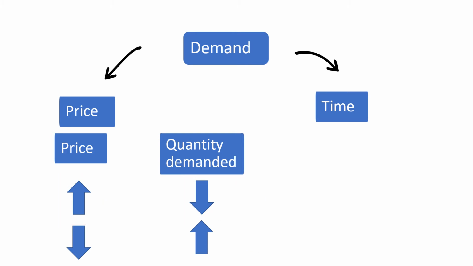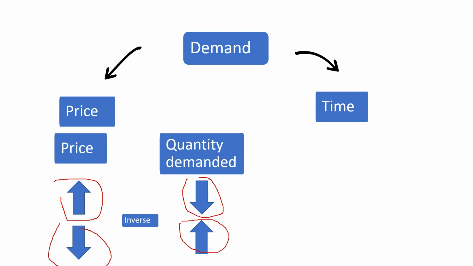Okay, coming back to this. If you see this, there is an inverse relationship. Why is there an inverse relationship? Because when there is a rise, there is a fall. And again when there is a fall, there is a rise. That is why we call it an inverse relationship.